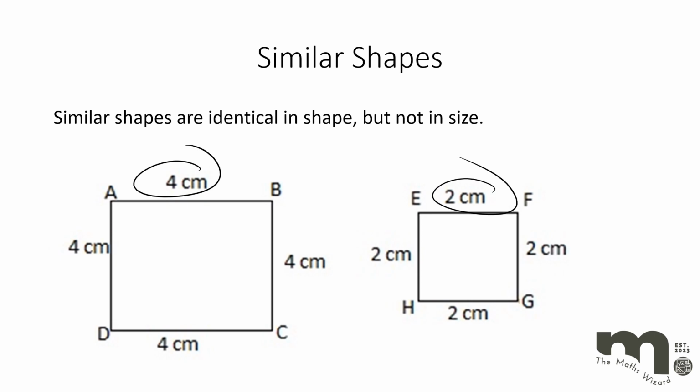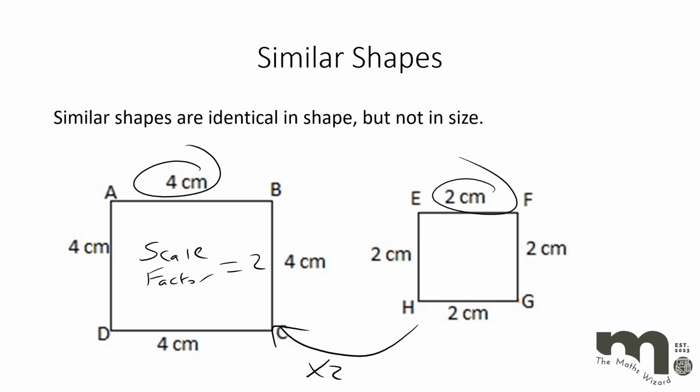Because we've got two squares, and squares have 4 identical sides, any pair of squares is always going to be similar to each other. So all it means is that this one is twice as big. This has been enlarged by a scale factor of 2, which basically means how many times bigger it is compared to the smaller square.